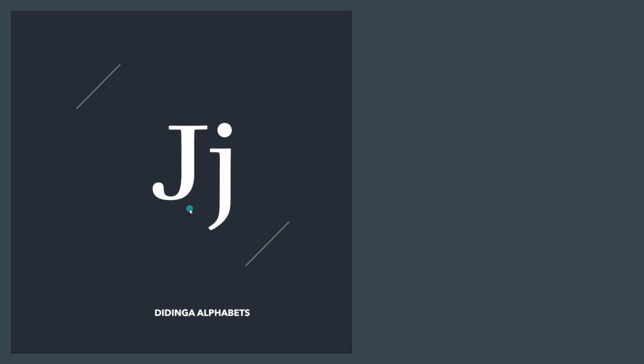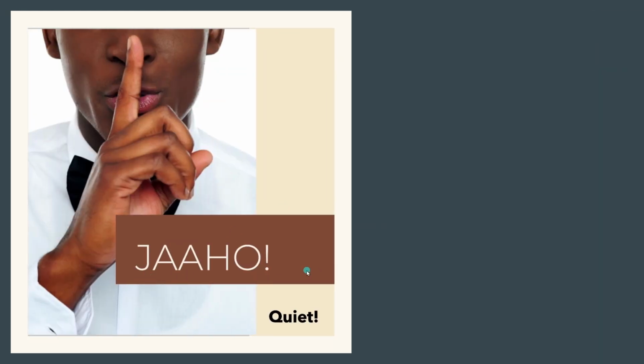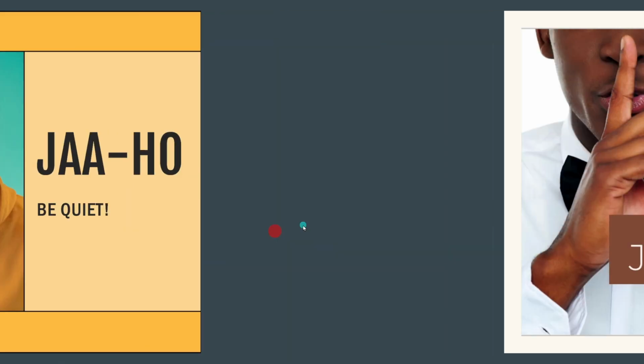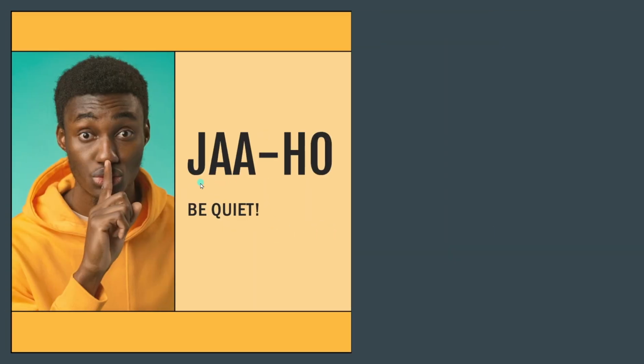Next is abacha ja. Ja for jago. That's the only example I found very perfect for this demonstration: jago, to be quiet. Somebody will tell you quiet, please. That means jago. How you pronounce that? Ja ho.